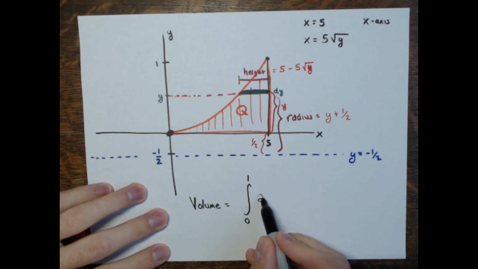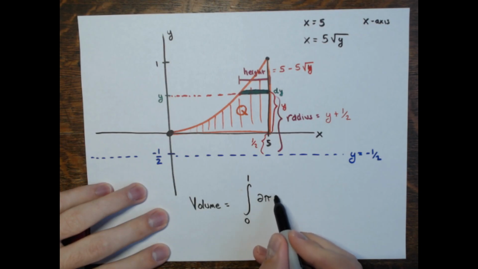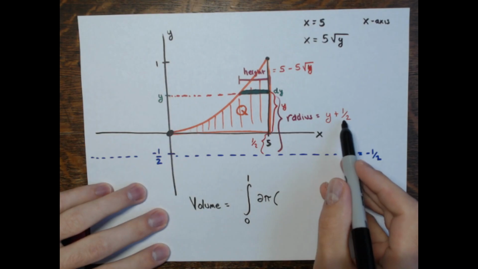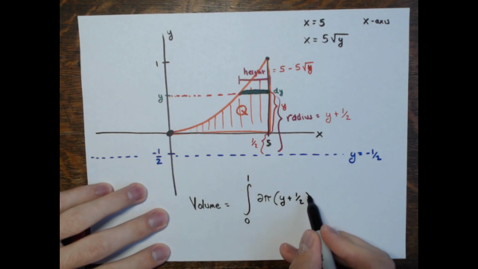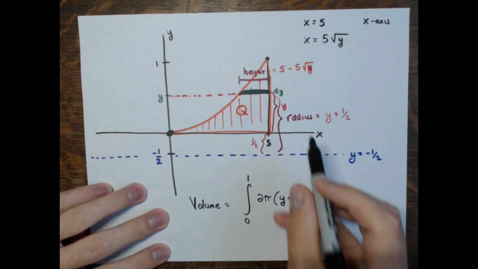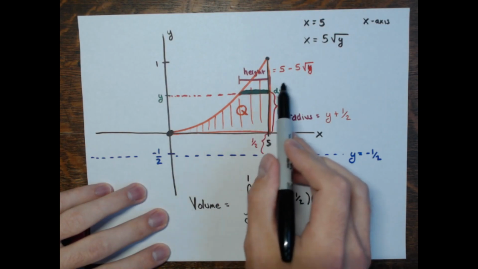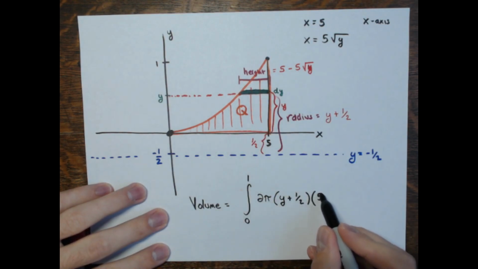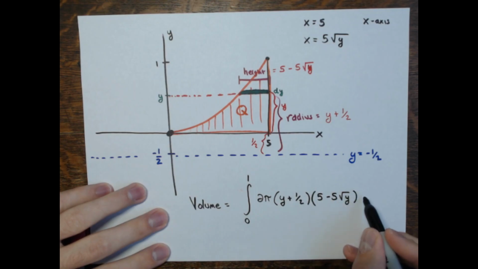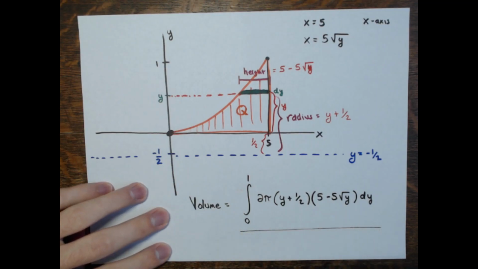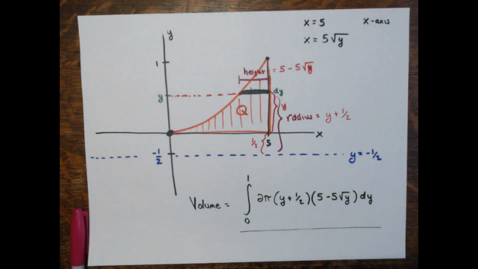Again, which will be the circumference of the ring, so 2 pi, you can pull the 2 pi out if you want, times the radius, right? And we saw the radius here in terms of y was y plus a half. And then times the height, right? Circumference of the ring times the height of it, which is the length of the rectangle here, which is 5 minus 5 square root of y in terms of y, and then times the thickness, right, times dy. And this is it. This is all they asked us to do here.